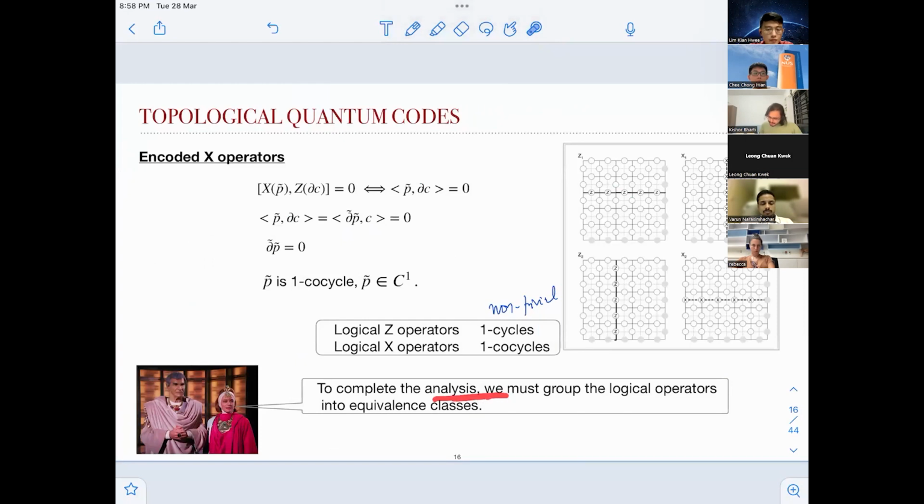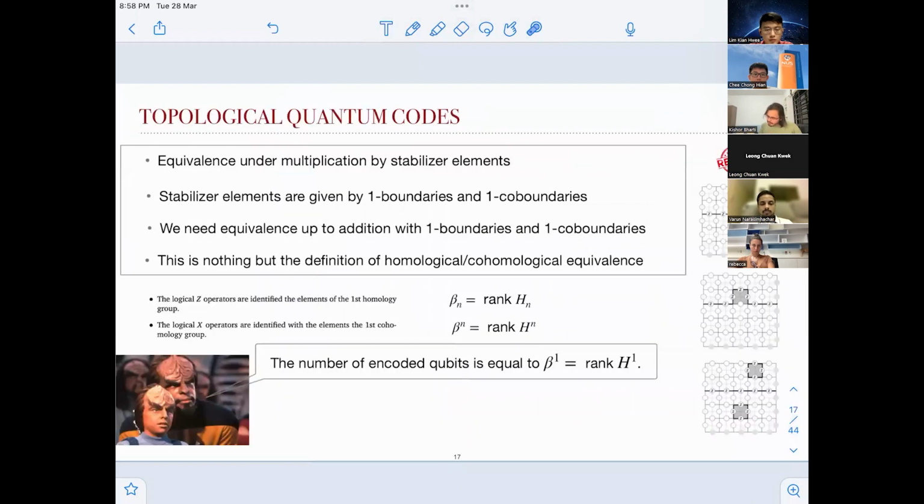But to complete the analysis, we must group the logical operators into equivalence classes. If you recall, if this is a logical operator, then this is also a logical operator, and this is also a logical operator. The idea was that if you multiply with a stabilizer, it will still remain a logical operator. So we had equivalence under multiplication by stabilizer elements. The stabilizer elements are given by one boundaries and one co-boundaries. So what we need is equivalence up to addition with one boundaries and one co-boundaries in our case.